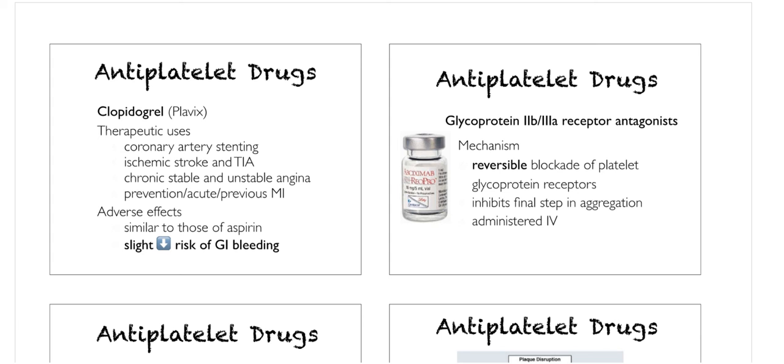So our next antiplatelet drug are the glycoprotein 2B3A receptor antagonists. These provide reversible blockade of platelet glycoprotein receptors. I need to look more into that. I'm not sure exactly how that works. But they inhibit the final step in aggregation and are given IV.